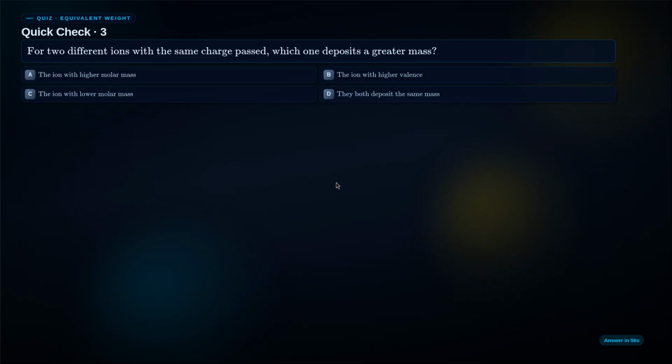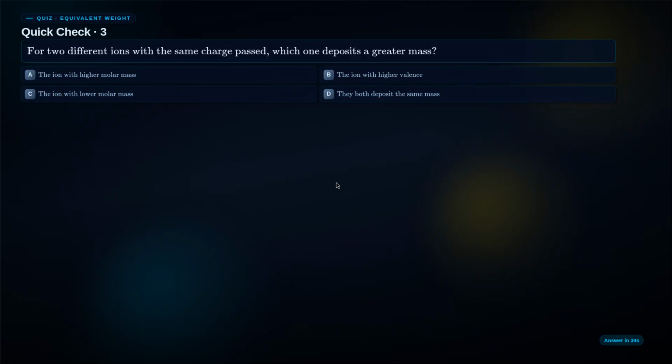Quiz 3. For two different ions with the same charge passed, which one deposits a greater mass? Option A, the ion with higher molar mass. Option B, the ion with higher valence. Option C, the ion with lower molar mass. Option D, they both deposit the same mass.